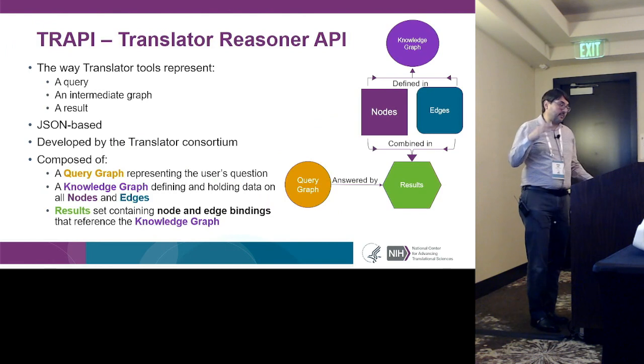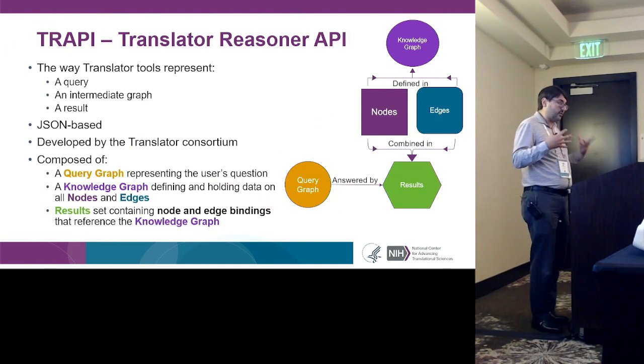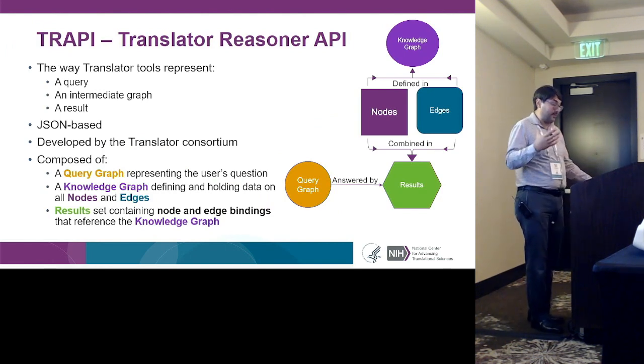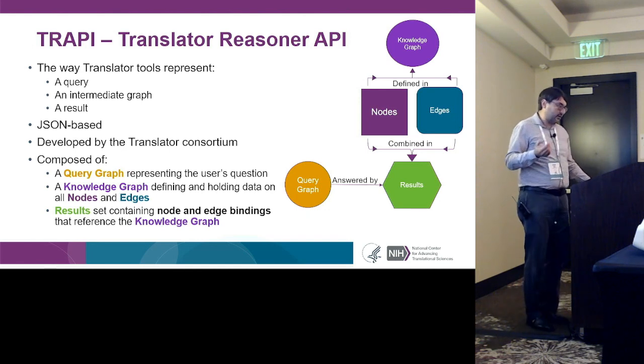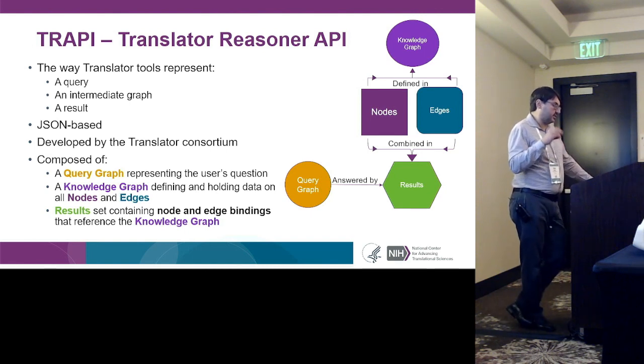The way in which these graphs get passed around between different software systems is by utilizing the Translator Reasoner API, or TRAPI. It's used to represent the query that a user inputs into the interface, as well as all of the intermediate graphs that are used to construct a result, and then the result itself. It's JSON-based and was purpose-built by our consortium, but has shown utility in other systems as well. Each TRAPI message contains a query graph representing the user's question, a knowledge graph defining and holding data on the nodes and edges that were retrieved from underlying knowledge provider graphs, and a result set with node and edge bindings that reference the knowledge graph itself.